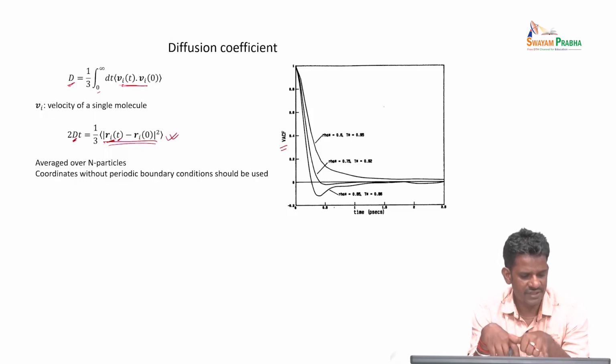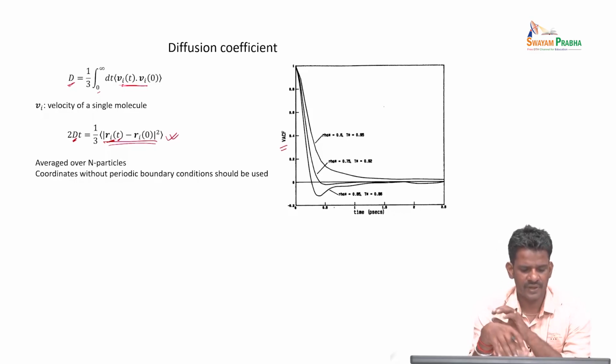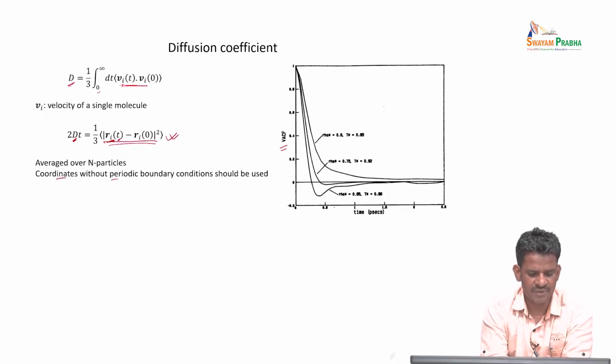Such data will not be useful for calculating the diffusion coefficient or the mean square displacement. So we have to bookkeep the actual particle positions as a function of time, and apply periodic boundary conditions only when we want to calculate the minimum image convention and force calculations. So that extra care has to be considered.